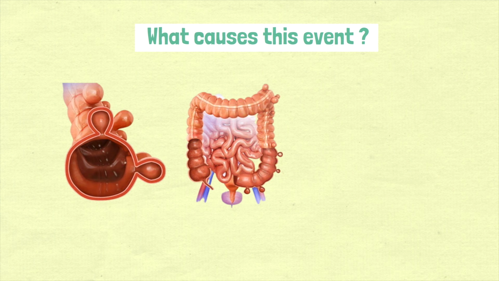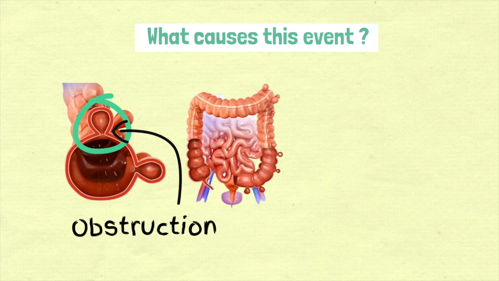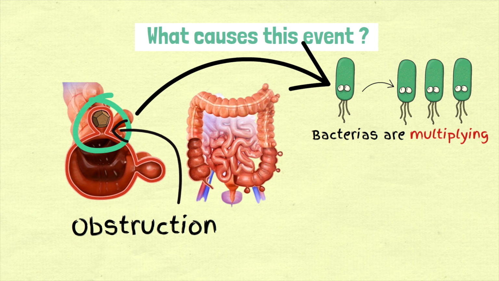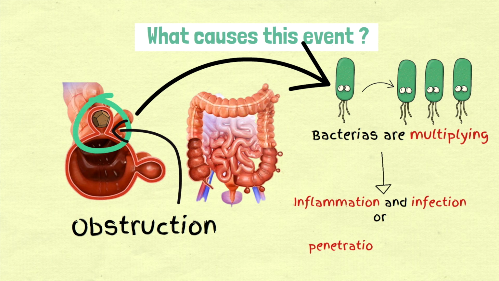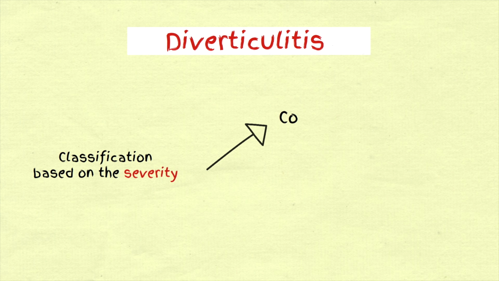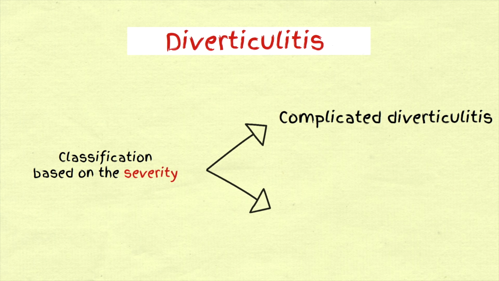What causes this event? Basically, diverticulitis appears when the opening of a diverticulum becomes too narrow. This obstruction will eventually block the fecal matter and will let the microorganisms from the colon multiply and cause an infection. This blockage can also cause inflammation, or even worse, a perforation of the layers of the large intestine. Depending on the severity of the situation, diverticulitis can be complicated or non-complicated. The difference between these two is made mostly by the presence of new clinical features for the complicated diverticulitis.